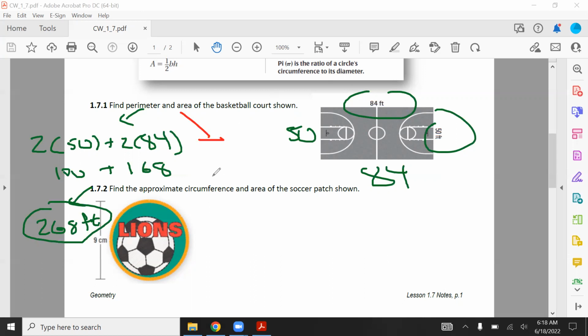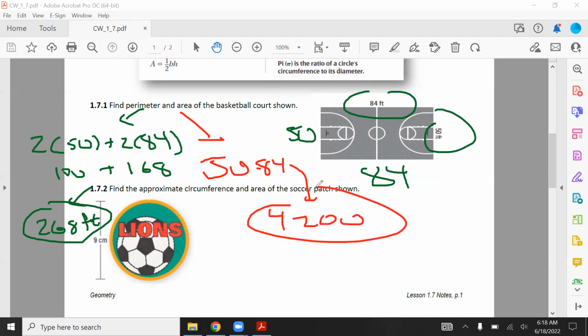Area, just multiply the 2 together. And that is where I probably should be using a calculator. So I'll get my cell phone out here. 4,200. Okay.